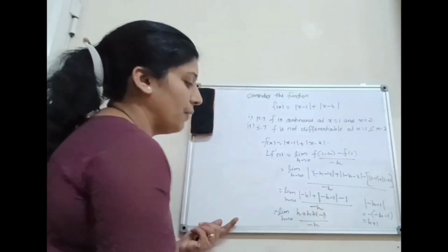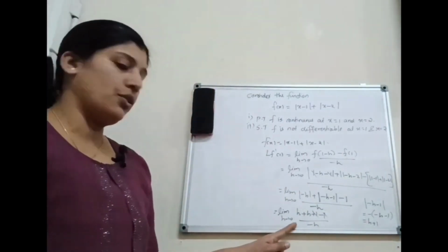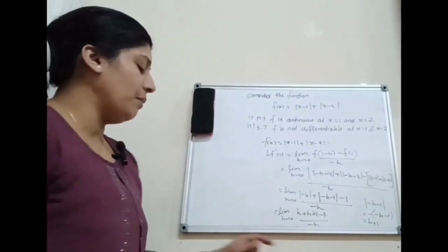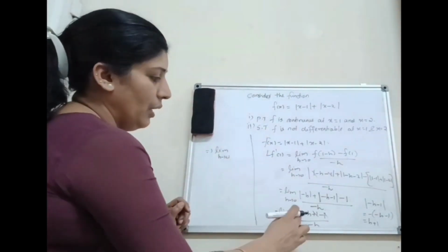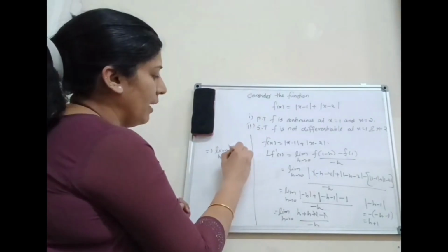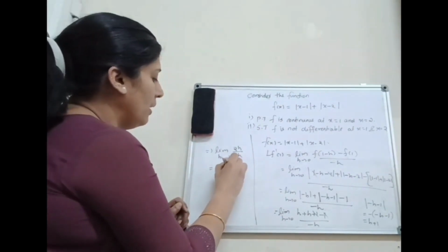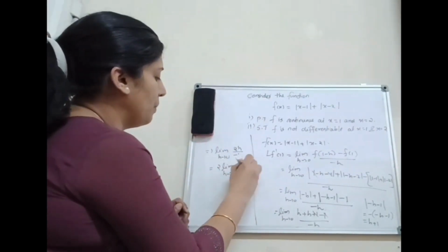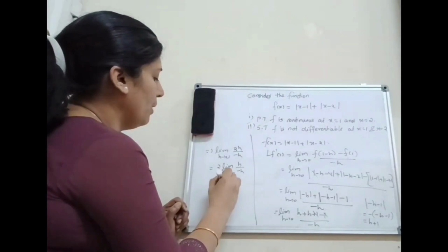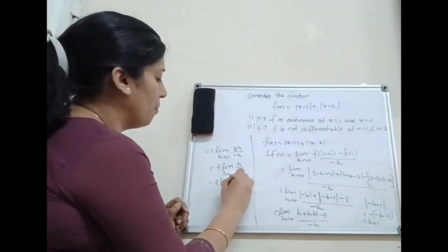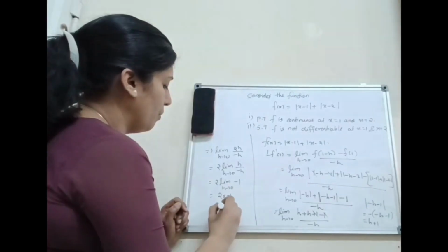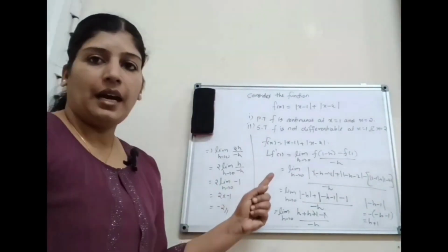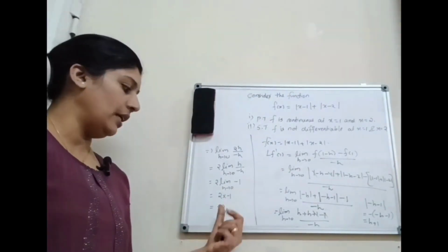Here 1 and minus 1 cancel. That is limit h tends to 0, h plus h divided by minus h. That is equal to limit h tends to 0, h plus h, 2h, divided by minus h. That is 2 into limit h tends to 0, h by minus h. That is equal to 2 into limit h tends to 0 of minus 1. That is equal to 2 into minus 1, that is equal to minus 2. That is, the left hand derivative of the function f at x equal to 1 is minus 2.